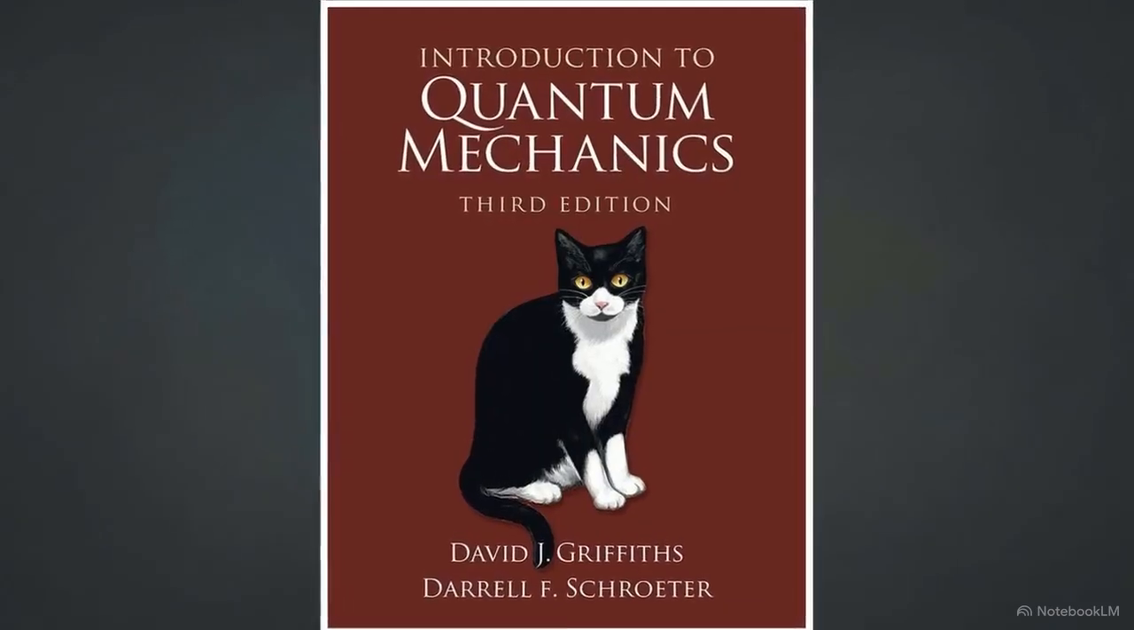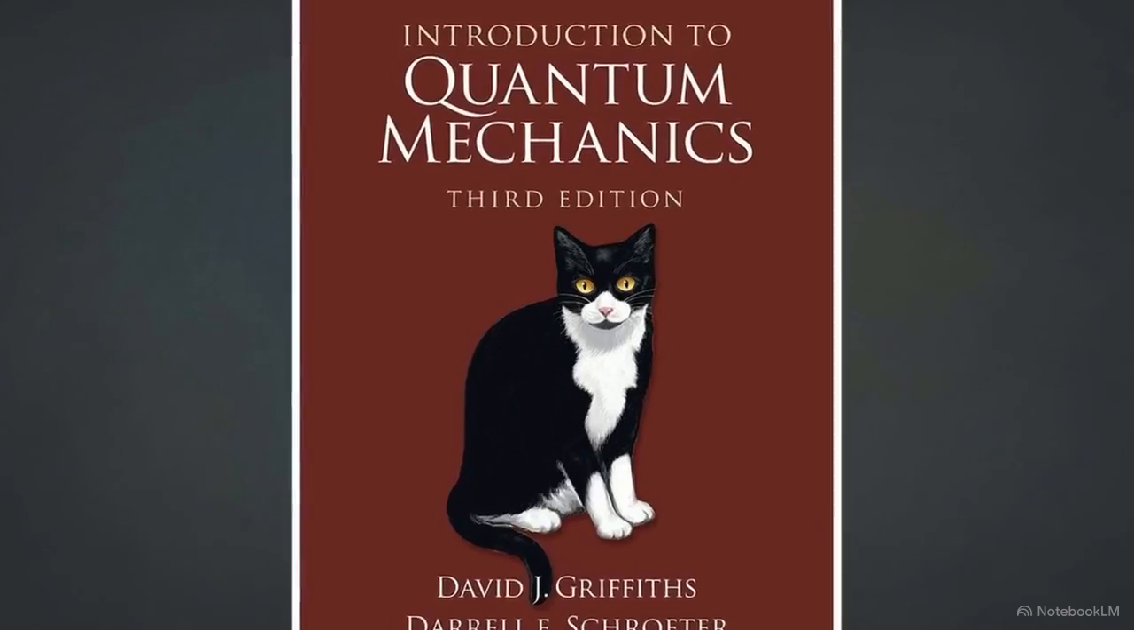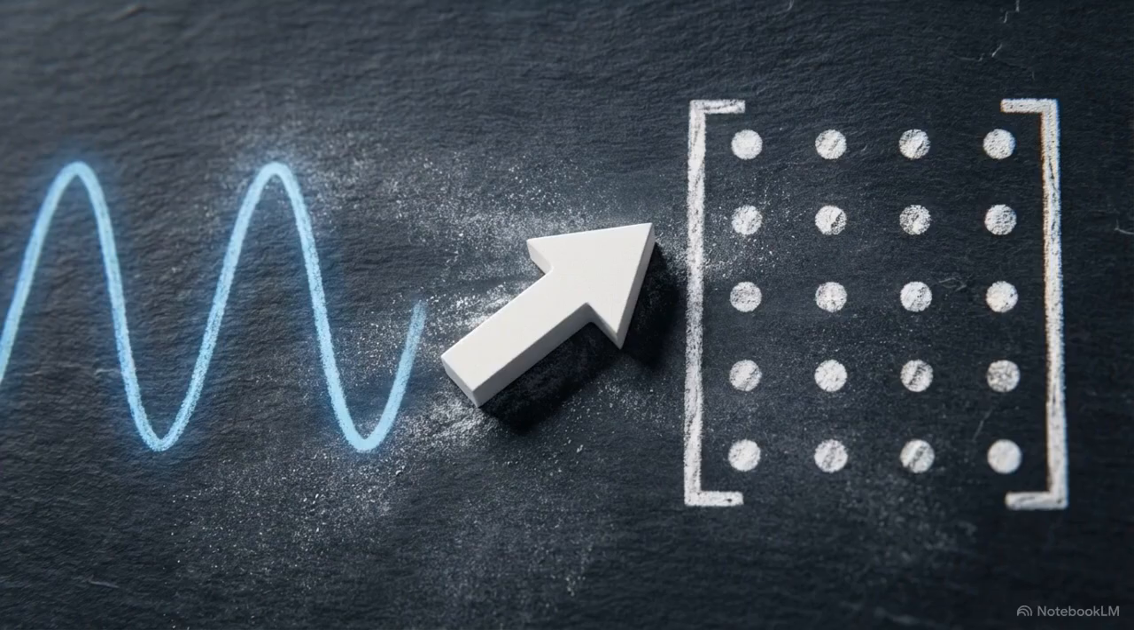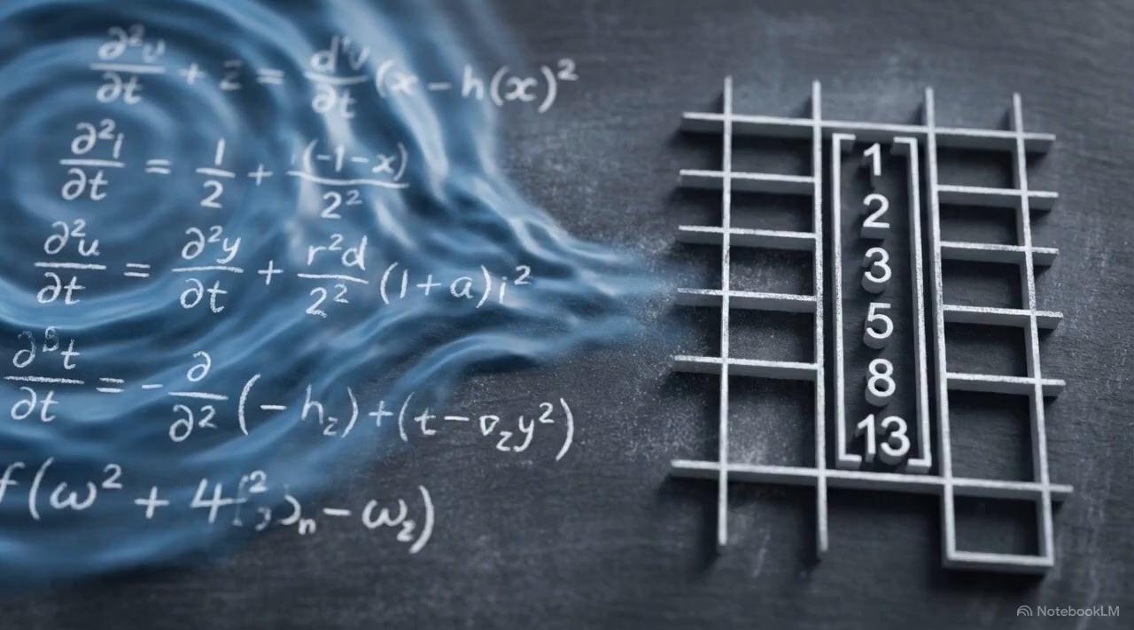To understand this shift in perspective, we can look to David J. Griffith's Introduction to Quantum Mechanics. The text outlines a rigorous transition from wave functions to vector spaces. Traditional wave mechanics relies on continuous differential equations. Linear algebra utilizes discrete abstractions, matrices, and vectors.